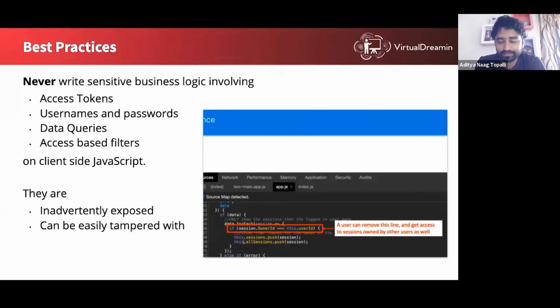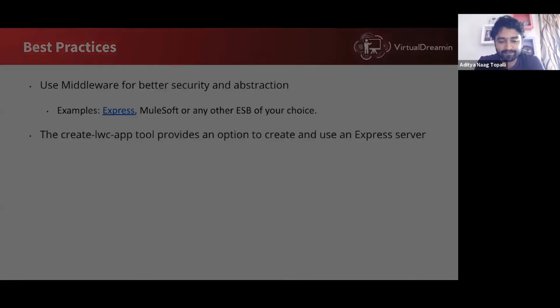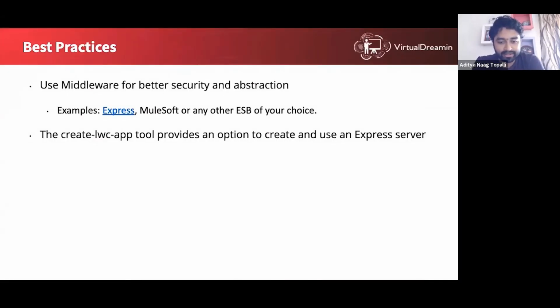So best practices, never ever write your business logic on front-end JavaScript code. So any of the logic that deals with authentication, which is why if you remember the very first flow that I showed you, the access token coming in the JavaScript URL, in your browser URL, not really recommended because you don't want to expose anything that is sensitive to the front end. So always, always, always use a middleware in order to write all your sensitive logic, particularly when dealing with authentication. Again, your middleware can be either Express server that comes as a part of the scaffolding tool, but you can also choose to use MuleSoft or any other ESB of your choice.